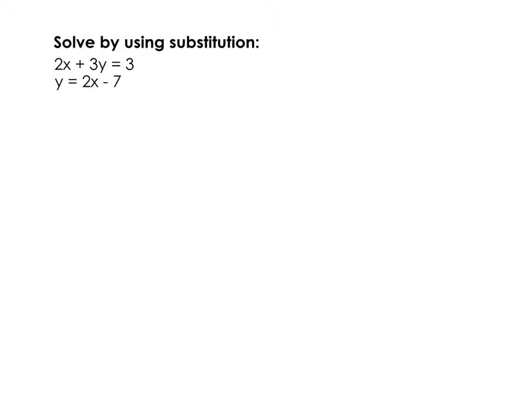This example is going to be a little bit more complex because we've added on that minus 7. However, the process will still be the same. So I'm going to rewrite my top equation, 2x plus 3y equals 3. This is what we're going to sub into. Everything will stay the same. I now just know that my y right here will be replaced with 2x minus 7.